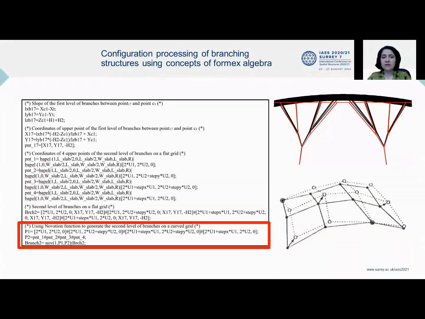Another way of generating the second level of branches seems to be the application of the elevation function. However, this procedure displaces the joints and branches that are expected to pass through the centroid of area created by its upper level nodes. As you see, the figure at the top right image shows this displacement. Thus, in this study, the only suitable method of defining the second level of branches was to apply a shear novation function on the 16 points, connecting the first level of branches to the original flat grid shell and transforming them to the 16 corresponding points on the curved grid shell.